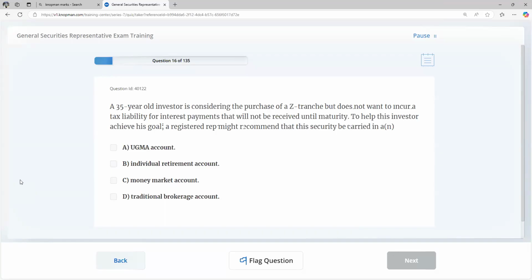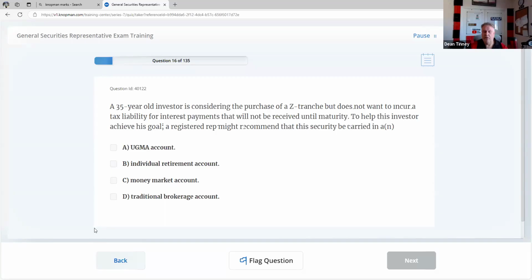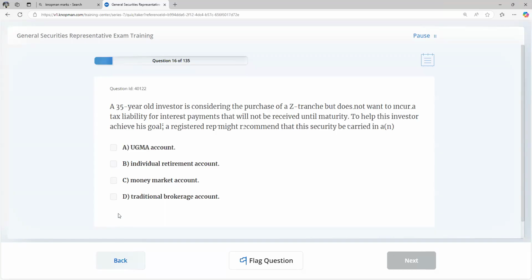Wouldn't that just be like a traditional brokerage account? I'm kind of between that, because a Z tranche, I don't think a Z tranche is collateralized. Yeah, it's a CMO. It's a CMO for sure, and CMOs are a little risky. So I know that they wouldn't be in a money market. I know they're not going to be in an UGMA account. So I think it's either B or D, they're not allowed in an individual retirement account either.